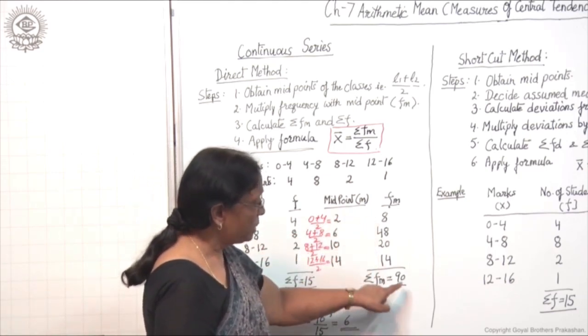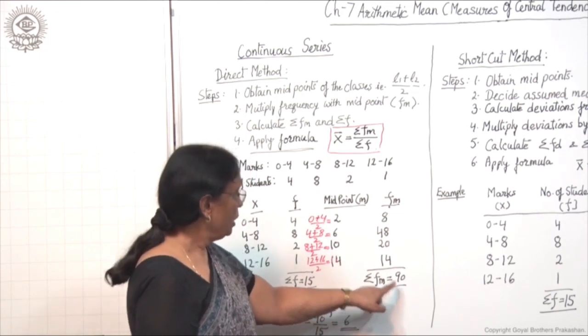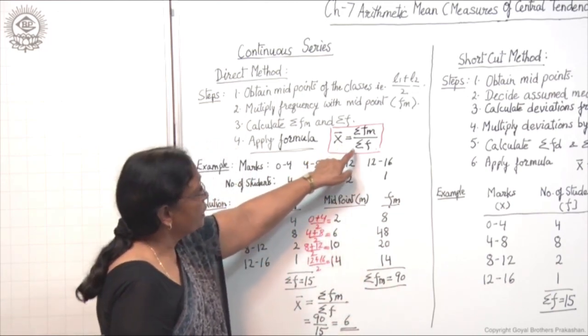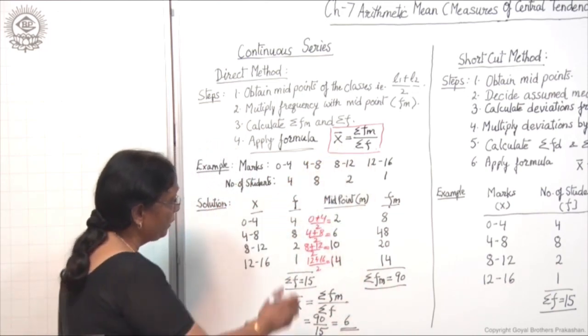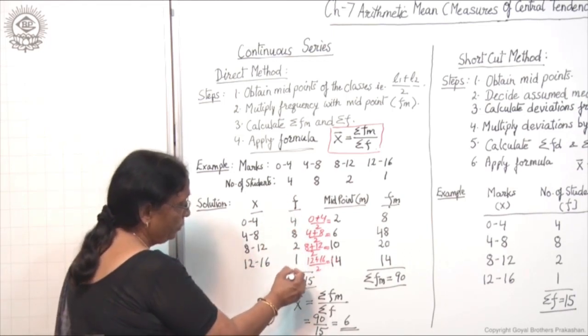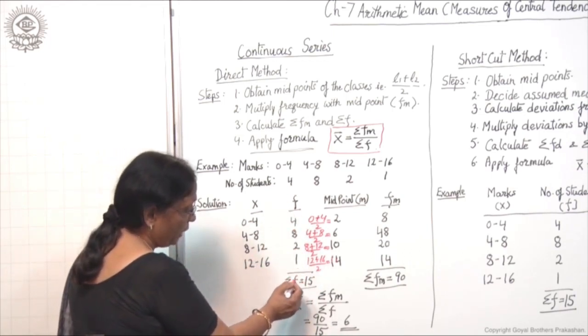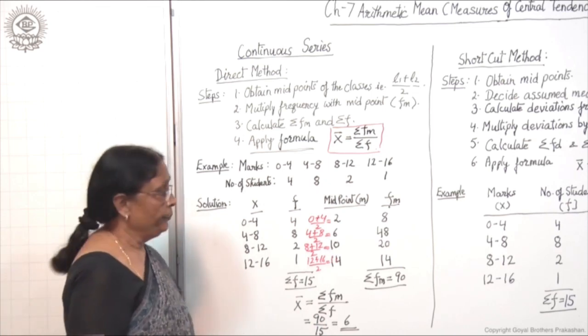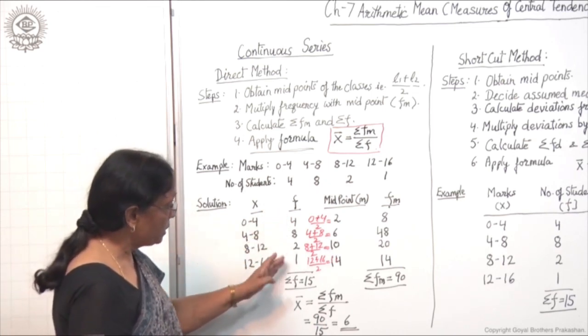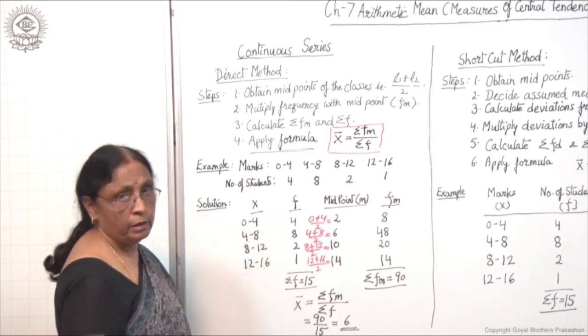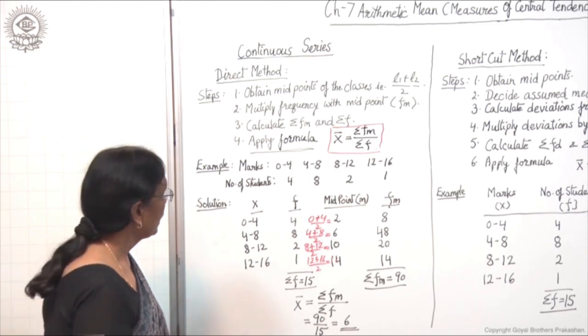In this case it is 90. Then you need sigma F. How will you get sigma F? Calculate the F column and do the total here. Sigma F is equal to 15. You are adding up all these frequencies and getting 15, right?